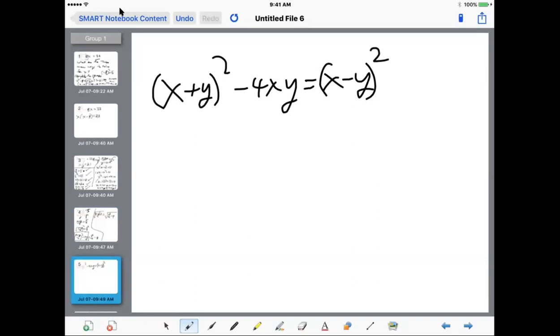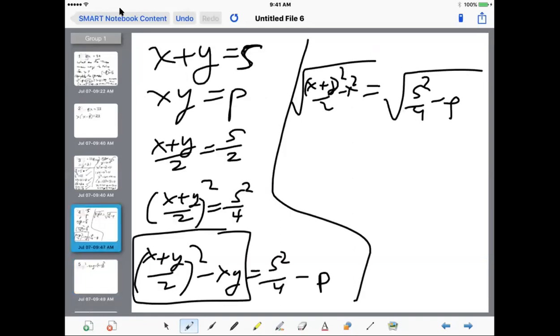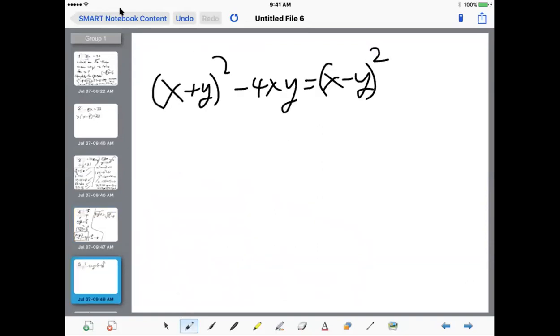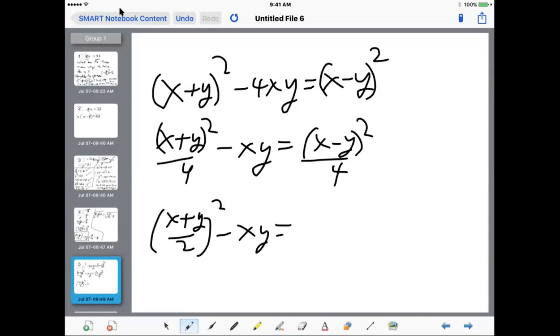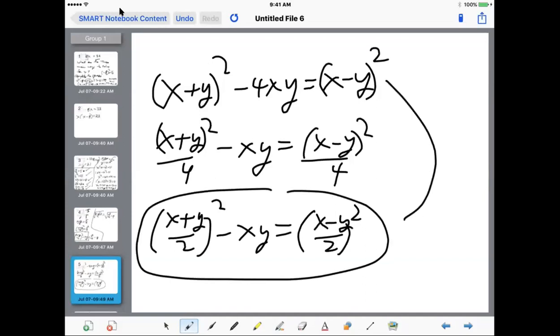If we take that thing, let's go back for a second. If we take that thing and we divide both sides by 4, and then I'm going to just put this 4 into the parentheses, so it becomes (X plus Y over 2) squared minus XY equals (X minus Y over 2) squared. So that identity follows from this original one.